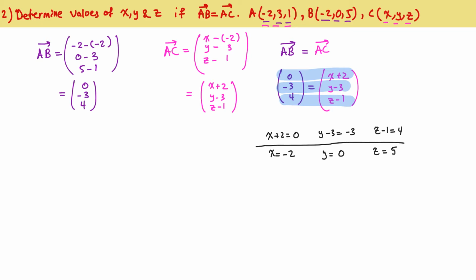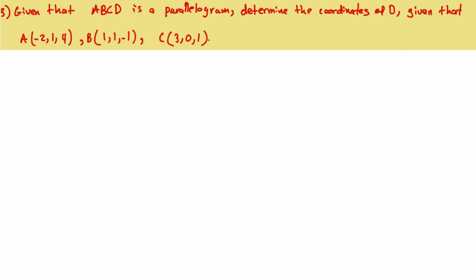And this is my final solution because all it's asking for is to determine the values of x, y, and z. For the next question, we are given that ABCD is a parallelogram and we need to determine the coordinates of D, given points A, B, and C. Let's draw a parallelogram.